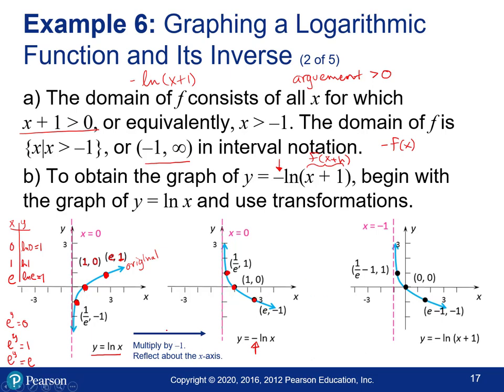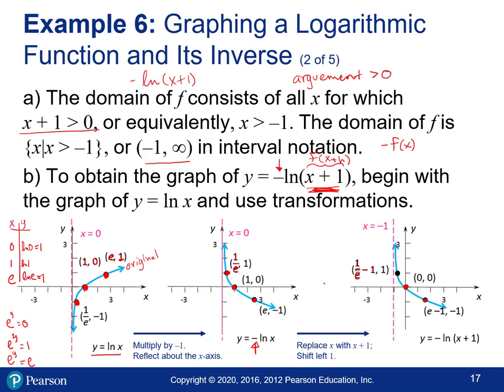And then the next transformation: because we had a plus 1, x plus 1 inside here, we actually move 1 unit left. So all of our points move over left, just 1. So our x value used to be 1 over e, so now that's 1 over e minus 1. You can use a calculator to get that number if you'd like. And then what was at (1, 0) is now at (0, 0). And then what was at e is now at e minus 1. And then that's the new graph.